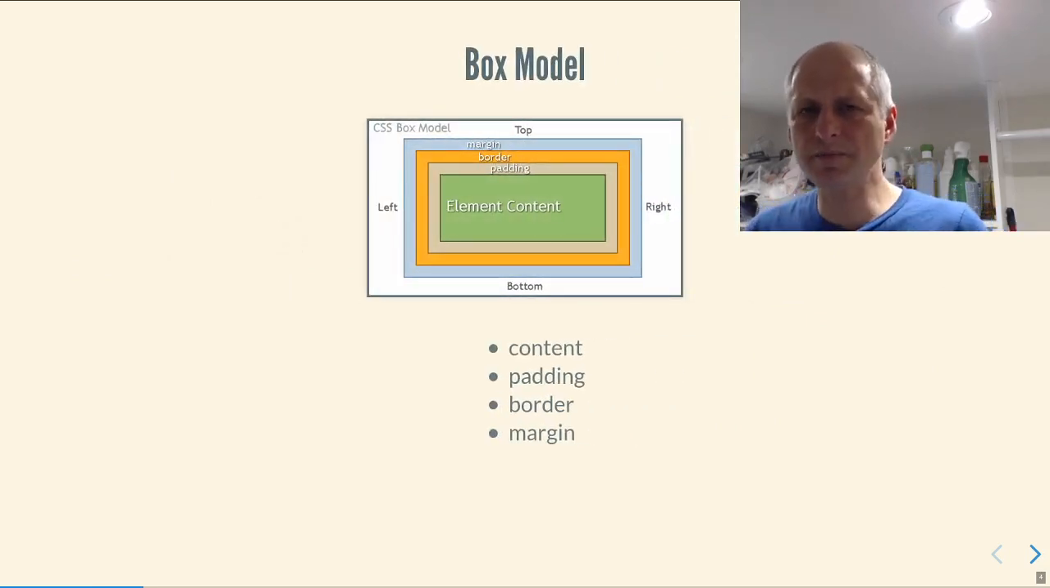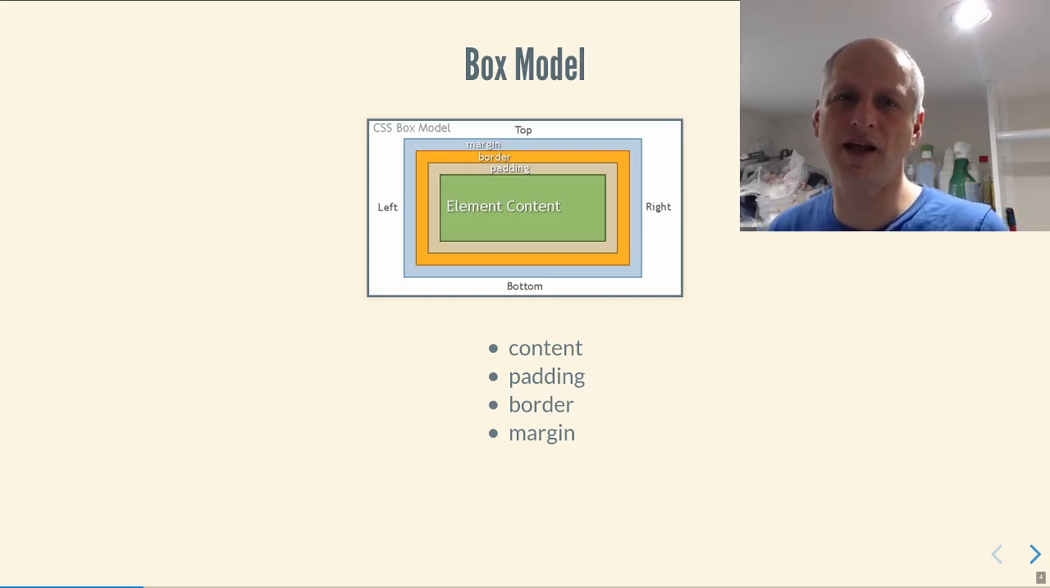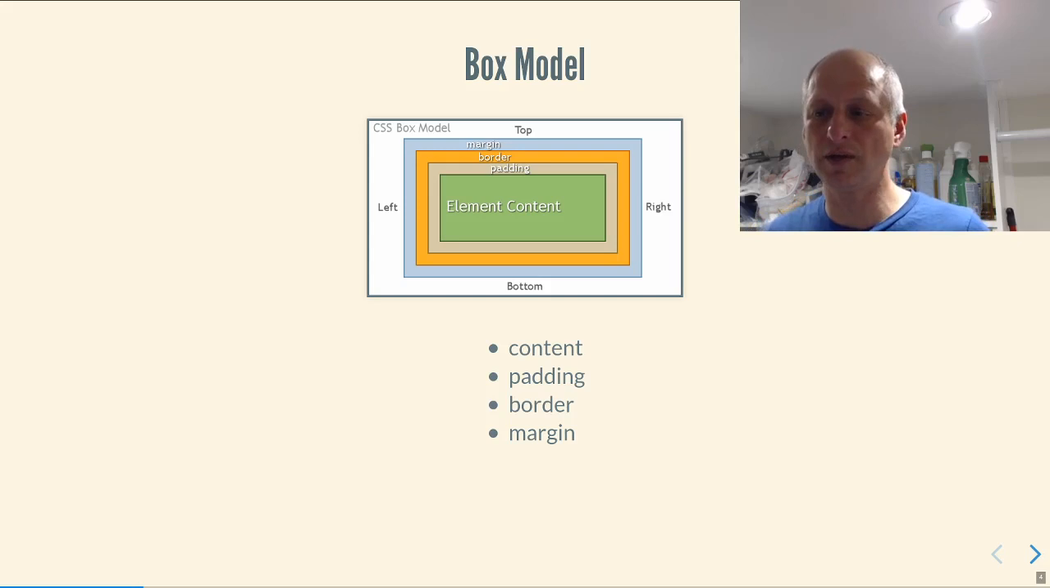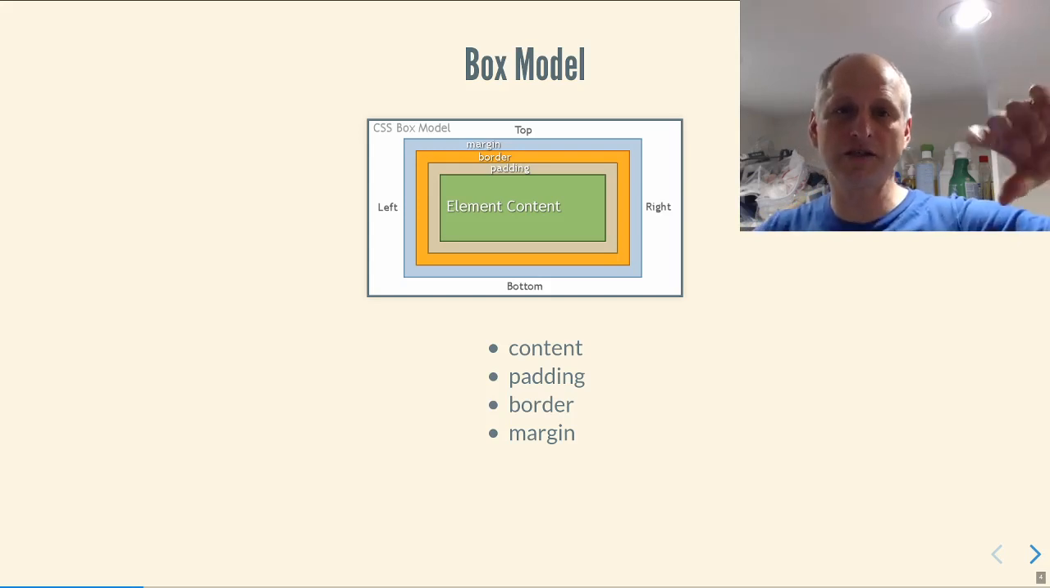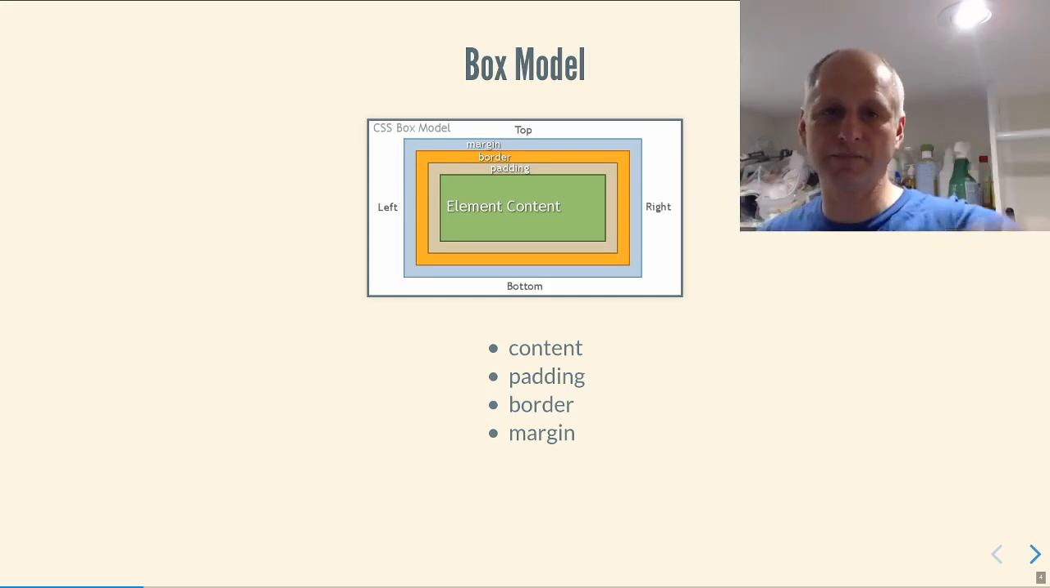Okay, so the basic organization of elements in HTML is accomplished through what's called a box model. Each block level element is given its own box, like a rectangle, and that rectangle has dimensions, which are calculated eventually in pixels.